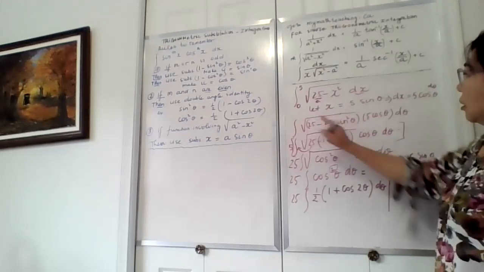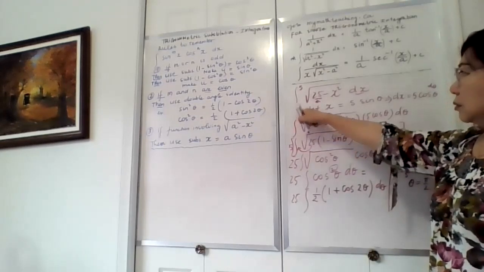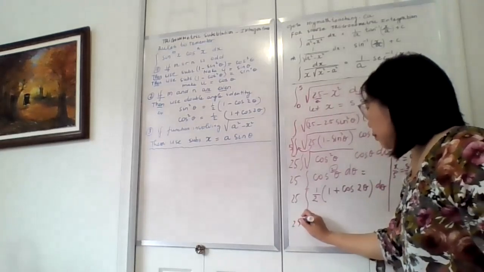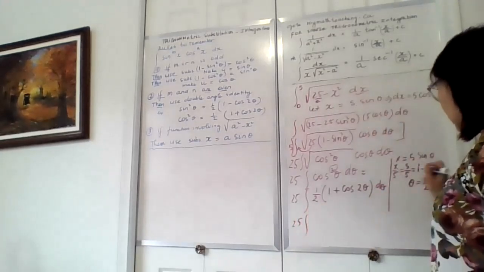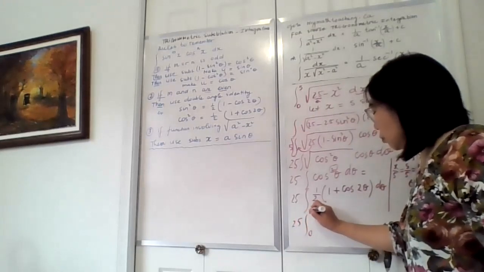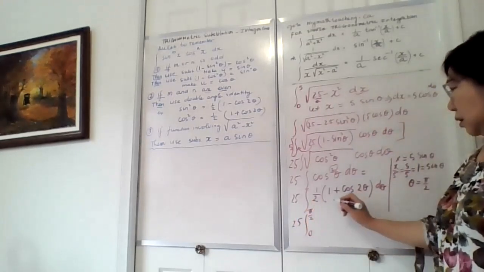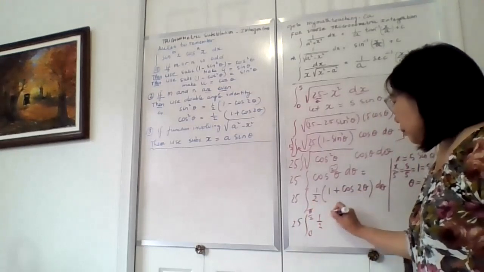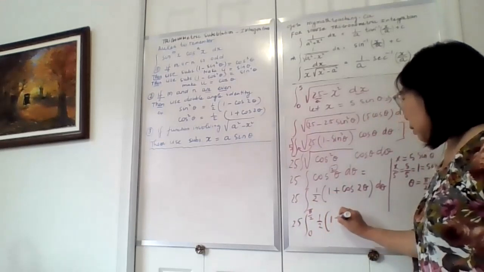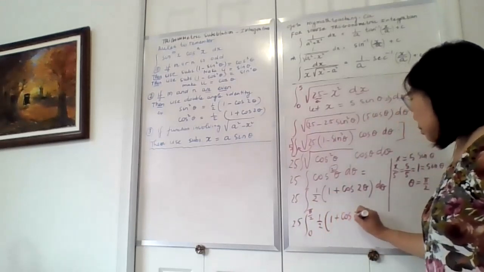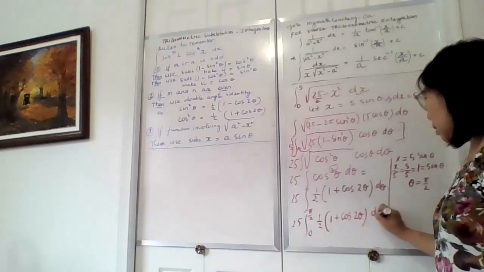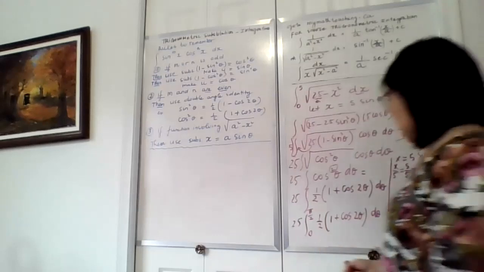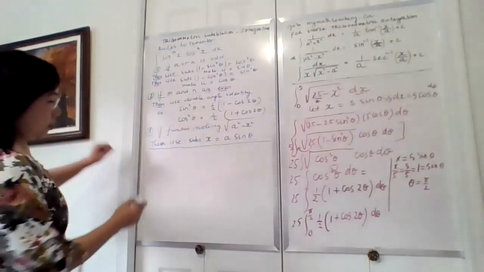Yes? And if sine theta is 0, then it's 0. So now I know I can change this to go from 0 to pi over 2, right? And this is just 1/2 times 1 plus cos 2 theta, d theta. Okay, at this point, I'm going to integrate this because now I do have a formula.